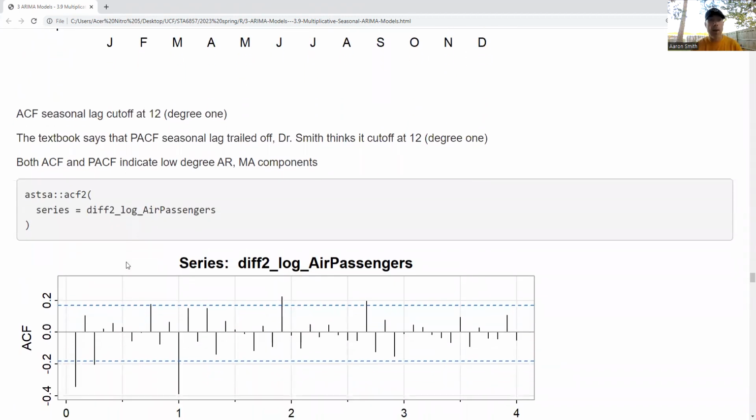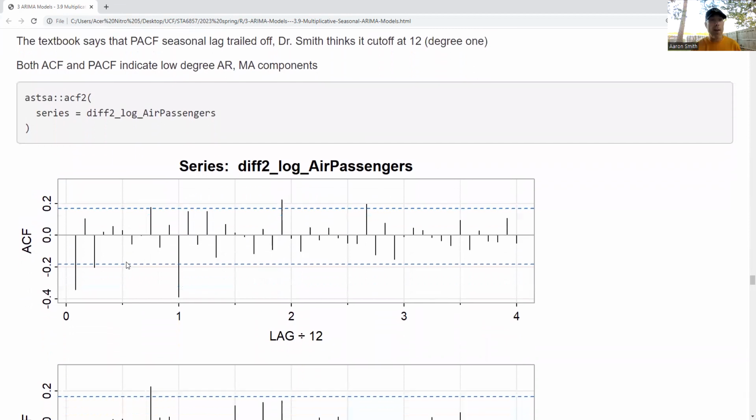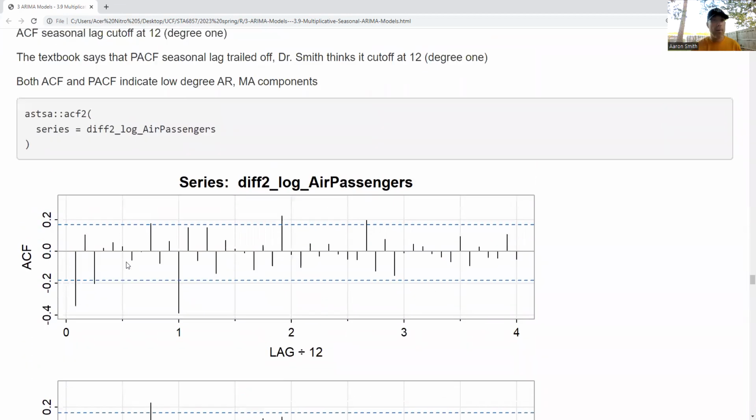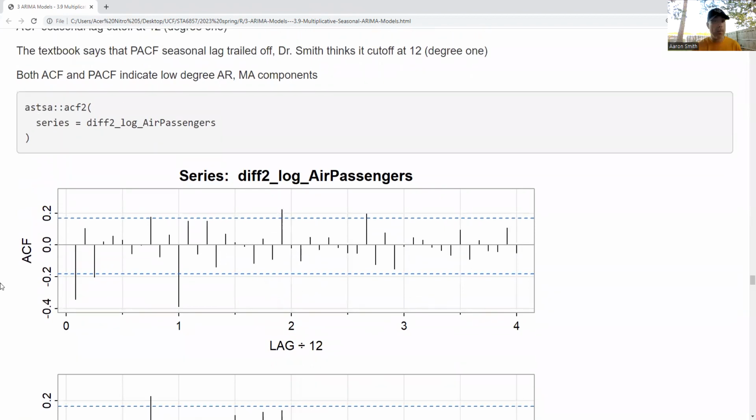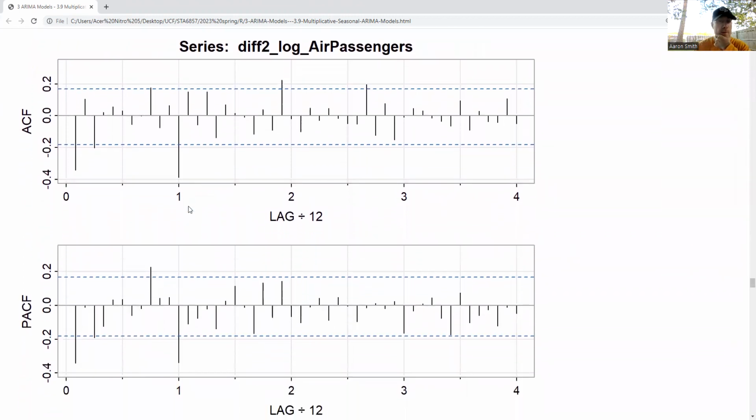And so now let's go ahead and look at the ACF and PACF. All right, so the ACF seasonal lag cuts off at 12. That's pretty clear on this one. So for the seasonal part, I've got 1 and then nothing, nothing, nothing. Then when I look at the PACF, I might have 1 here and then nothing, nothing, nothing for the seasonal PACF.